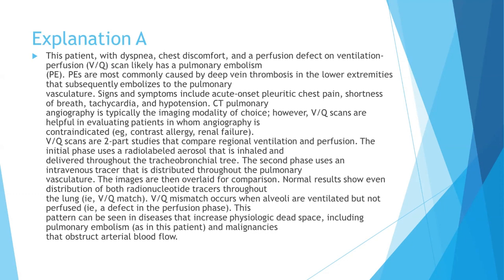Now, these VQ scans are two-part studies that compare regional ventilation and perfusion. The initial phase uses a radiolabeled aerosol that is inhaled and delivered throughout the tracheobronchial tree, and the second phase uses an intravenous tracer that is distributed throughout the pulmonary vasculature. The images are then overlaid for comparison. Normal results show even distribution of both radionuclide tracers throughout the lung, that is a VQ match. Now, VQ mismatch means the alveoli are ventilated but not perfused. This pattern can be seen in diseases that increase the physiological dead space, including pulmonary embolism and malignancies that obstruct the arterial blood flow.